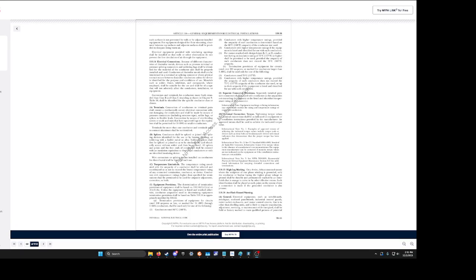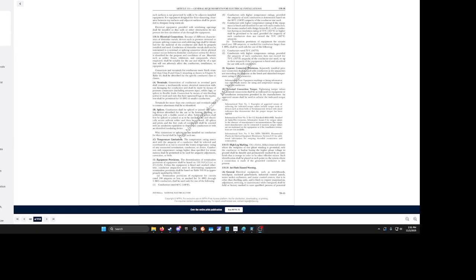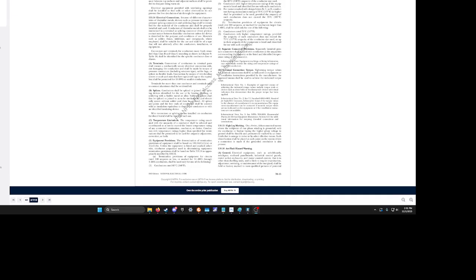Terminal connection torque. Tightening torque values for terminal connections shall be indicated on equipment or in installation instructions provided by the manufacturer. Just make sure that you get it torqued enough that it's going to stay seated. High leg marking. On a 4-wire delta-connected system where the midpoint of one phase winding is grounded, only the conductor or bus bar having the higher phase voltage to ground shall be durably and permanently marked by an outer finish that is orange in color or by other effective means.